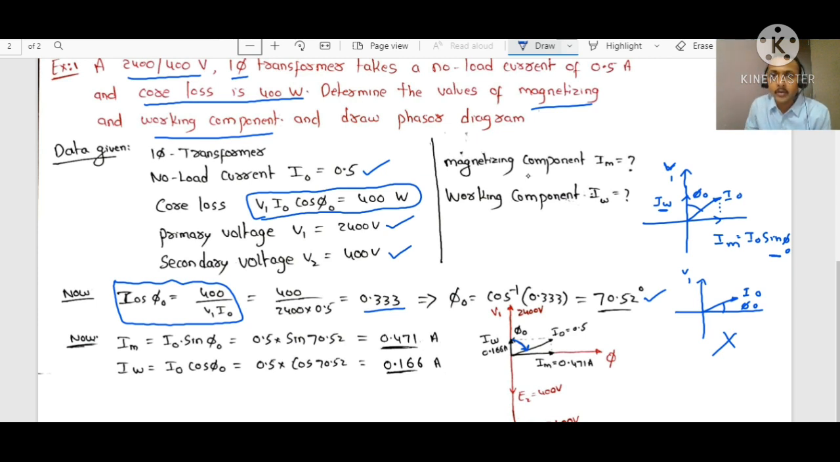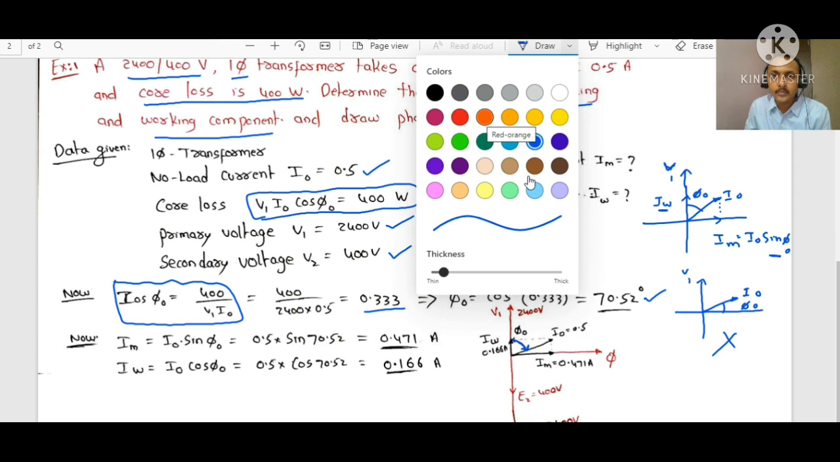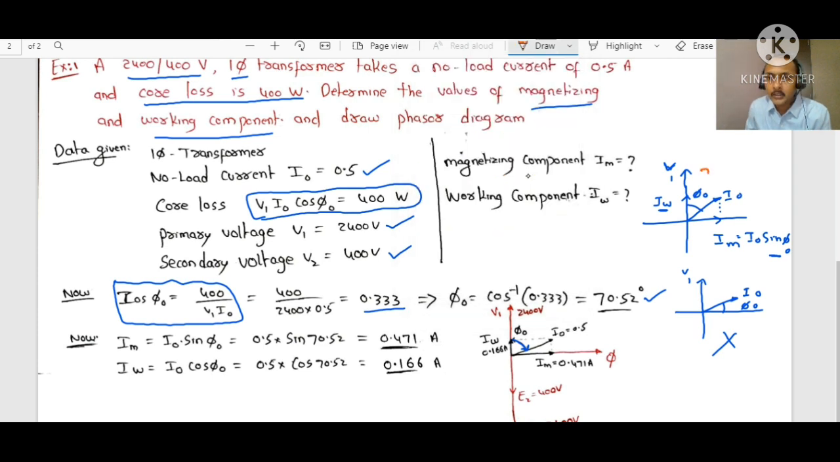So this angle we got is 70.52 degrees. Now we want Im and Iw. Im equal to I0 sin phi 0 equal to 0.5 sin 70.52, which is 0.471, right? Iw equal to I0 cos phi 0 equal to 0.5 cos 70.52, which is 0.166 amps. Observe, this is drawn in the form of a phasor diagram, and draw the phasor diagram, right?